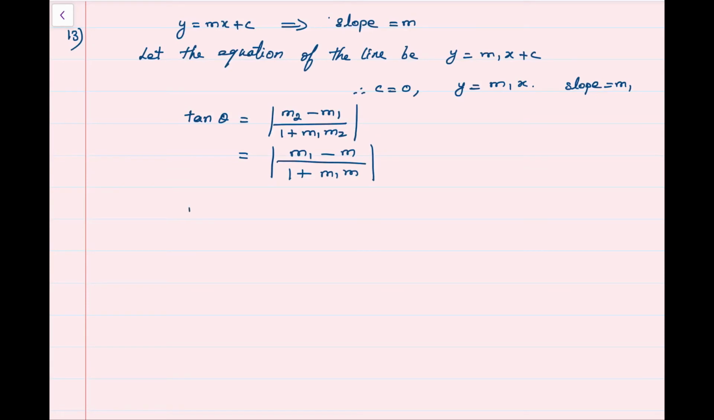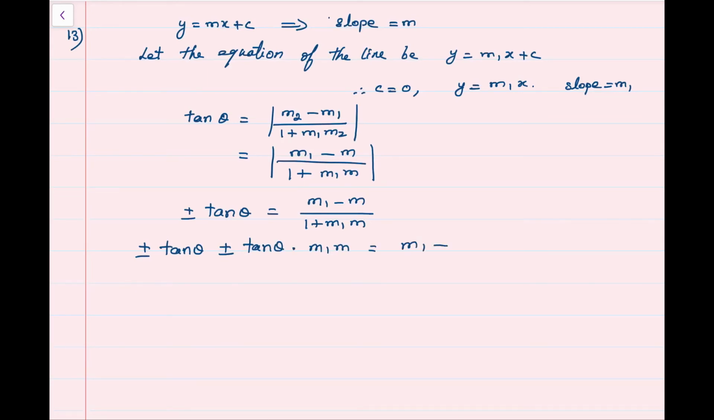We will remove the absolute value sign by writing plus or minus sign on the left hand side. We will cross multiply: plus or minus tan theta, plus or minus tan theta times m1 m is equal to m1 minus m. We have to find m1. Let us take this term to the right hand side. So, it becomes minus or plus m1 tan theta.